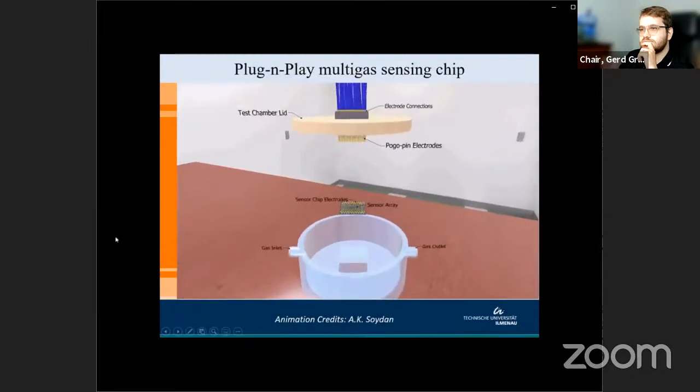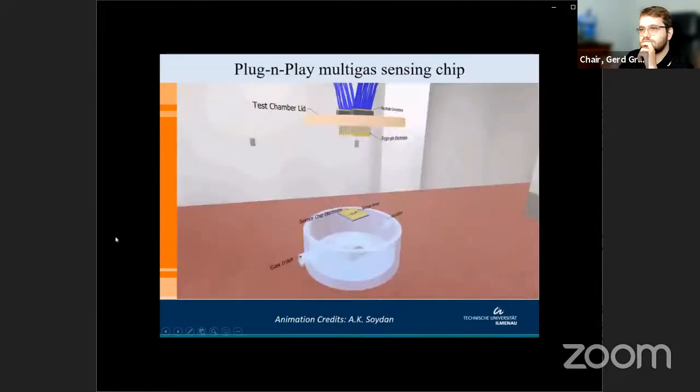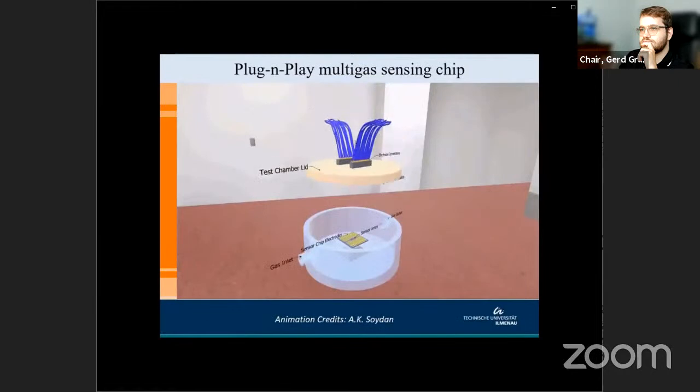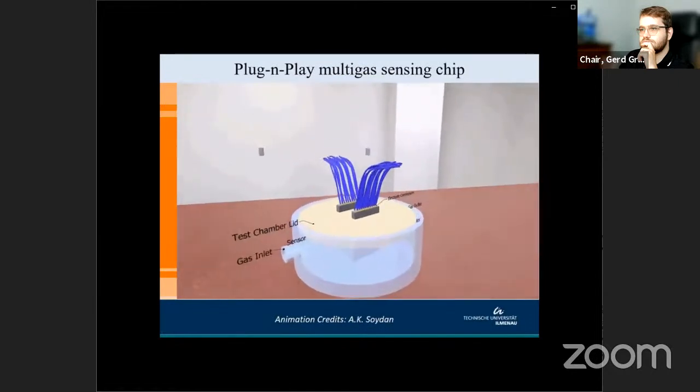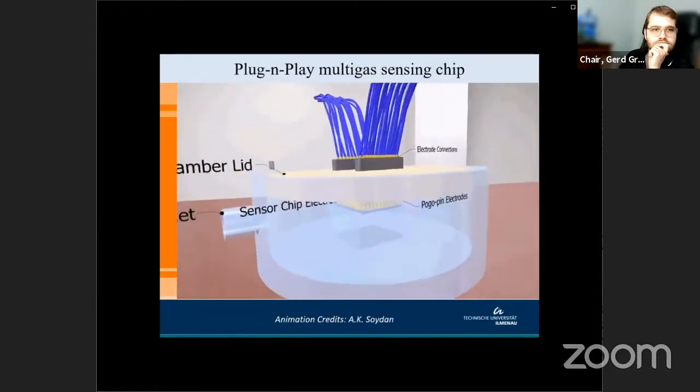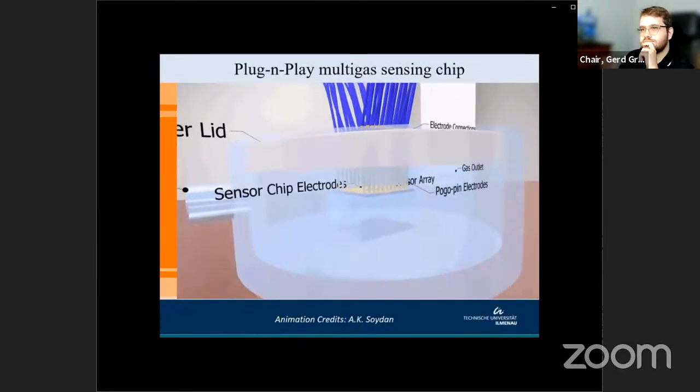So we have our sensor chip, which is placed inside a chamber, and from the lid we have the electrical connections going out. The electrical connections on the pads of the chips are made with pogo pin electrodes, and the electrical connections coming out from the tip are connected to an external circuit, which provides the electrical bias for making resistance measurements.